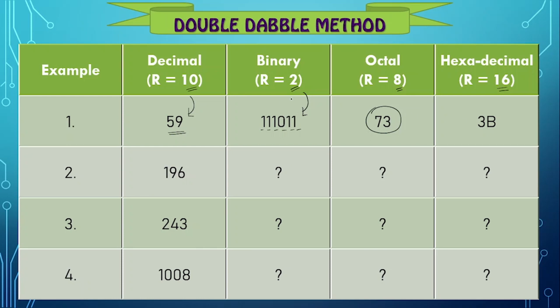Okay, so for the activity part, you just try to convert these 3 numbers, 196, 243 and 1008, into binary, octal and hexadecimal systems. Fine, so a total of 9 conversions will be required, but that will definitely improve your computational skills.